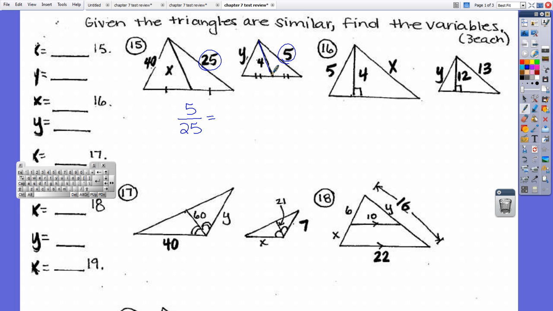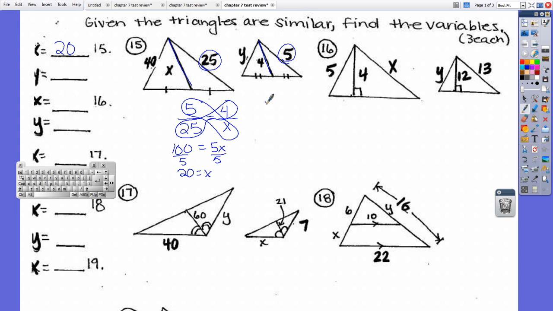So I have 4. I'm missing x. So I'm going to have 4 over x. Then I'm going to cross multiply. 4 times 25 equals 100. And 5 times x equals 5x. Divide by 5. Divide by 5. I get 20 equals x. So this is 20. I still have to find y.